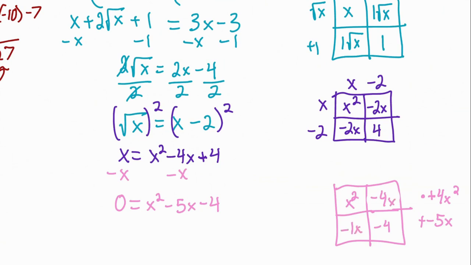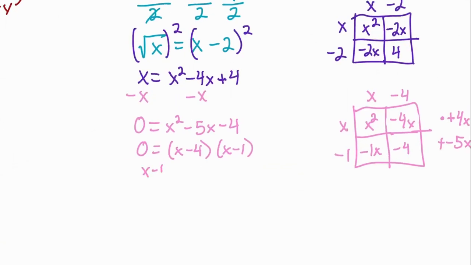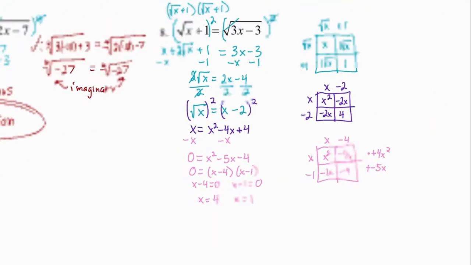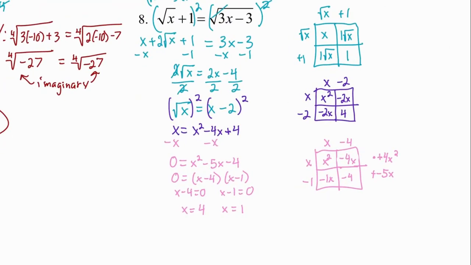So out of the first column, I can take out an x. Second column, I can take out a negative 4. First row is an x, and second row is a negative 1. So we'll get that 0 equals x minus 4 times x minus 1. And we would set each of those equal to 0 and solve. And so our two possible answers are going to be 4 and 1. But wait, you guessed it, we do have to check. So we are going to go ahead and plug back in.